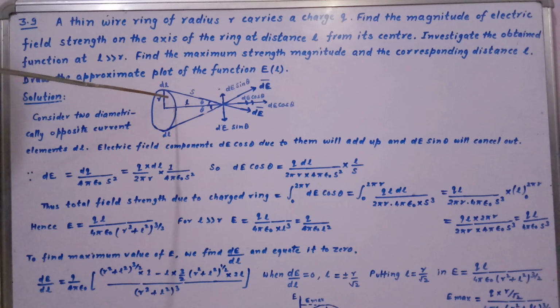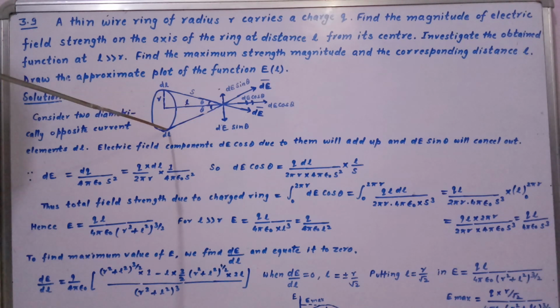So charge per unit length will be Q divided by 2 pi R, and this is the point where electric field is to be found. This is at distance L from the center, and we consider two current elements dl diametrically opposite. Due to this element, electric field will be in this direction, whose components will be dE cos theta in this direction and dE sin theta along this direction.